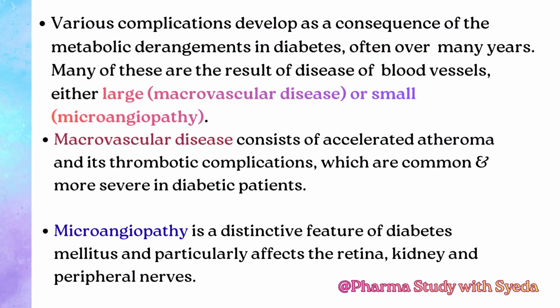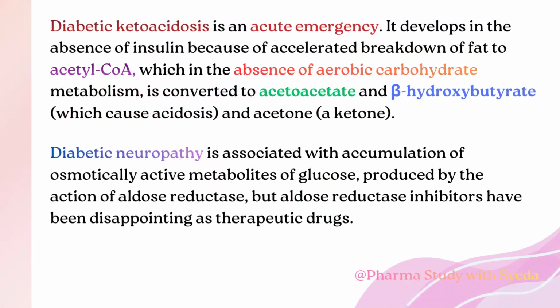Microangiopathy, on the other hand, is a distinctive feature of diabetes. It mainly affects small blood vessels in the retina, kidneys, and peripheral nerves, leading to complications such as retinopathy, nephropathy, and neuropathy. Diabetic ketoacidosis is a serious acute emergency caused by severe insulin deficiency.